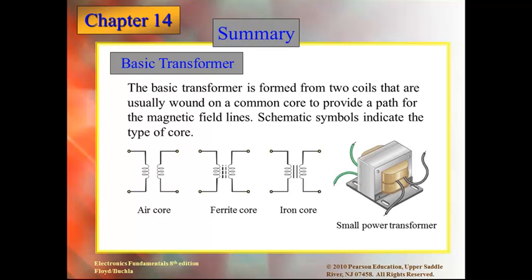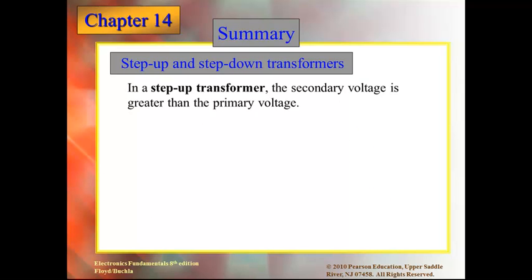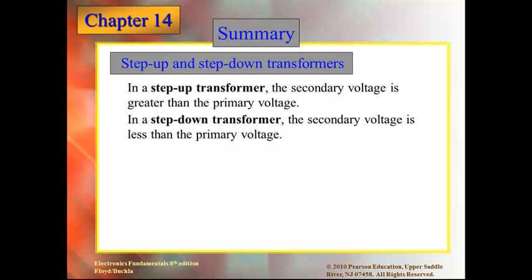Soft iron is used because it is easily magnetizable and also loses its magnetism relatively quickly once power is removed. Two basic types of transformers, step up versus step down. Step up, very simply, secondary voltage is greater than the primary voltage. By far more common, the step down transformer, secondary voltage is less than the primary voltage.